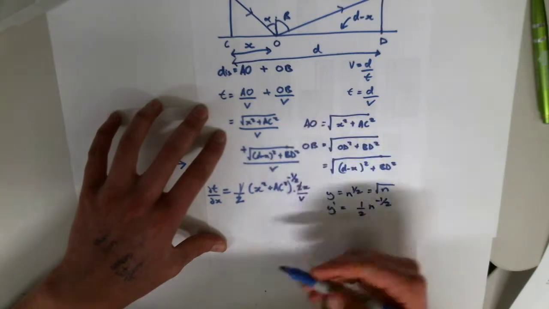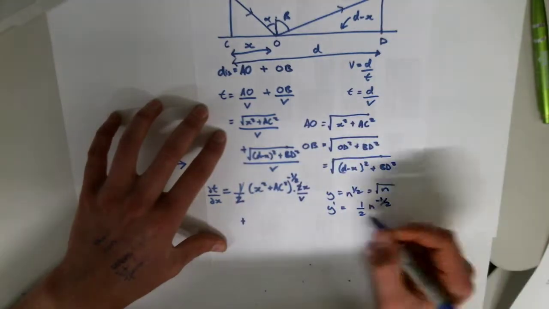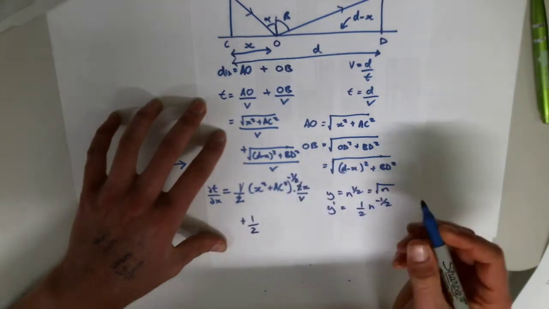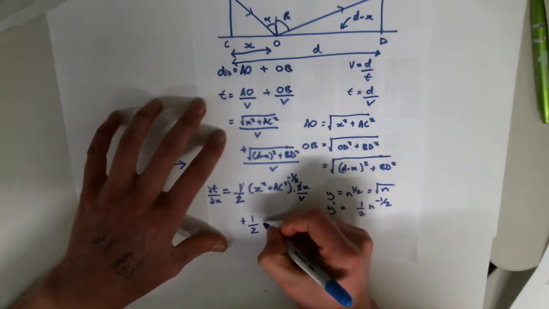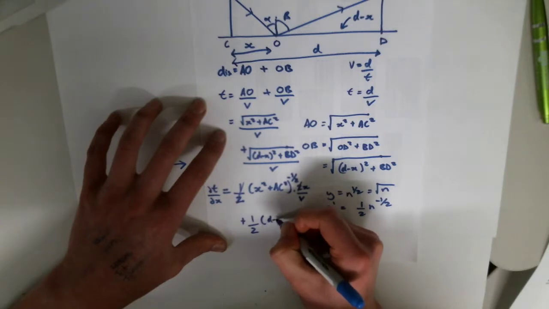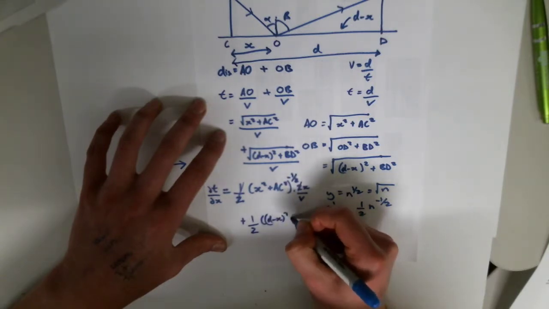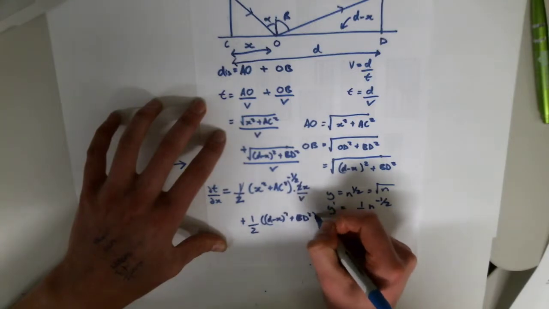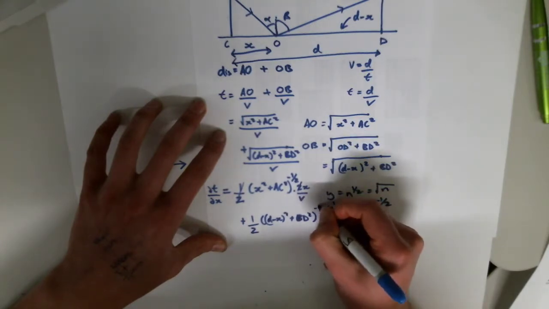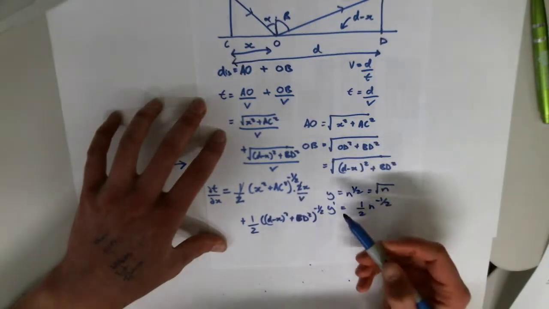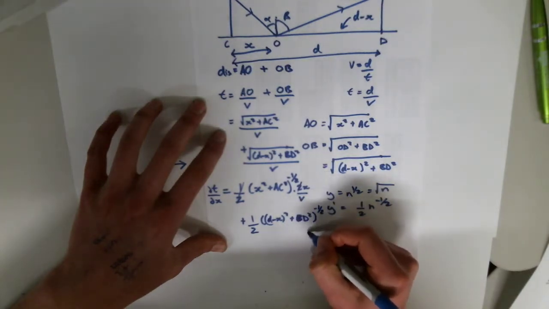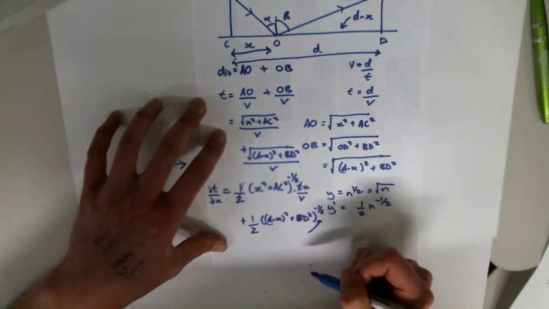Now let's do the second term. The second term is pretty much exactly the same format with one little difference. So we're going to get a half out of it again. We're going to get d minus x all squared plus bd squared to the power of minus a half as we did before. And we're also going to have the derivative of what is inside the brackets.